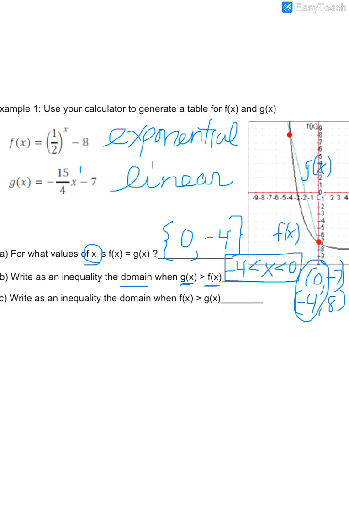Write an inequality for when f of x is greater than g of x. Now they're asking me, when is my exponential function, the black function, above the green line? And that's basically in this section up here.